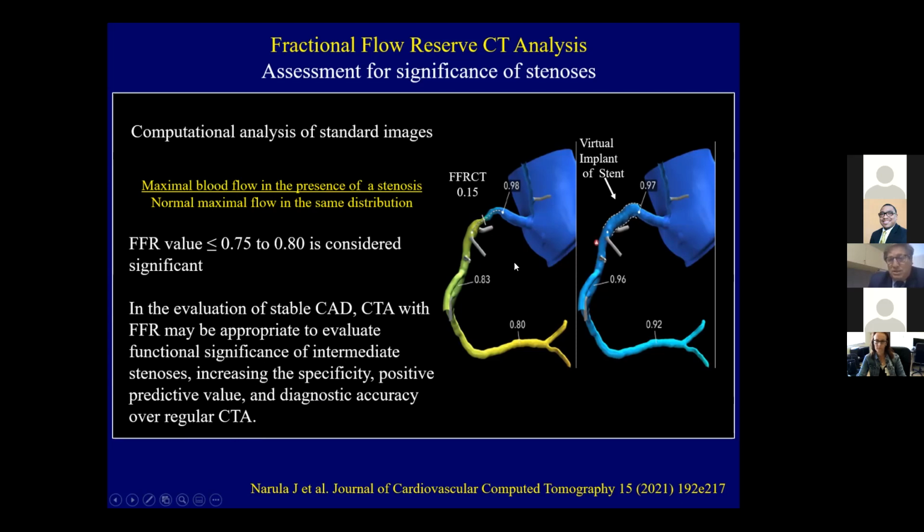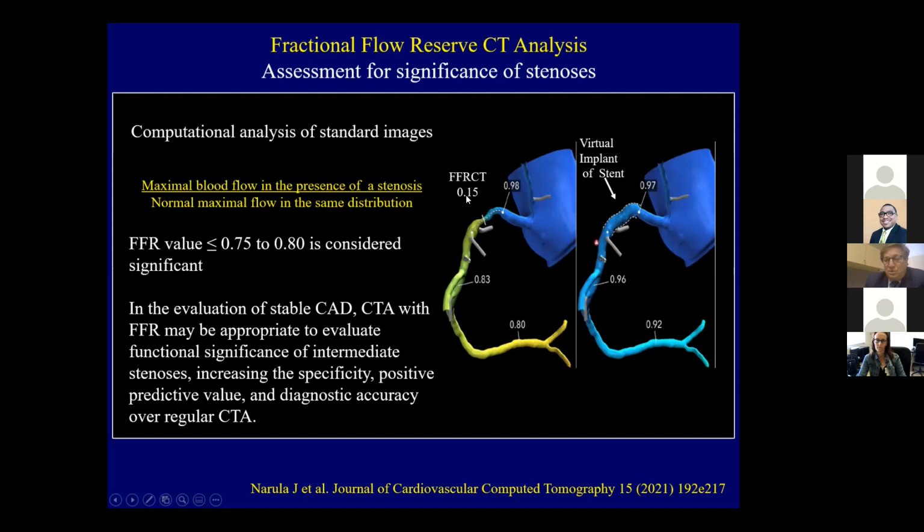So this, again, when it becomes more common practice, will revolutionize the ability to use CT, not just to completely rule out disease in patients with open patent arteries, but to assess patients with intermediate lesions. Again, this is the FFR CT.